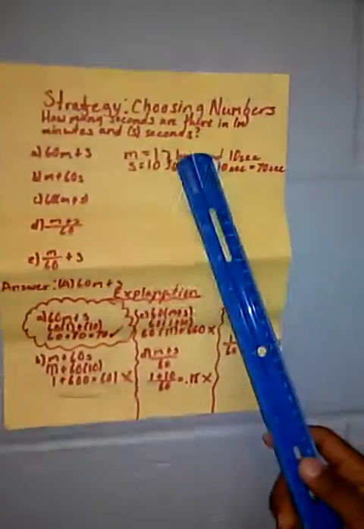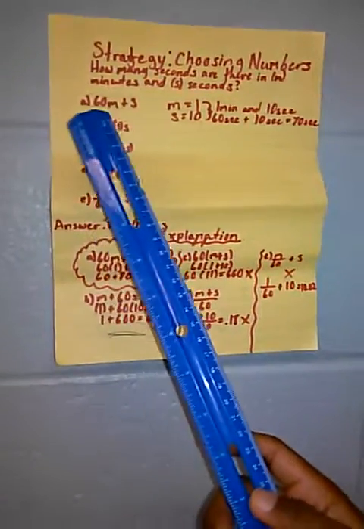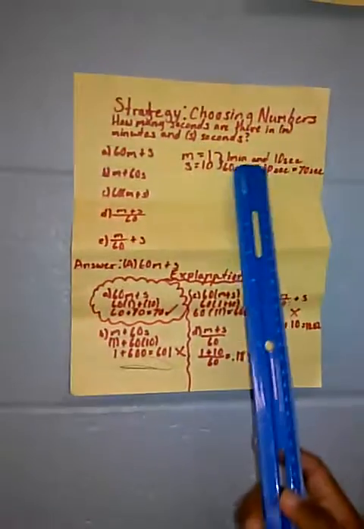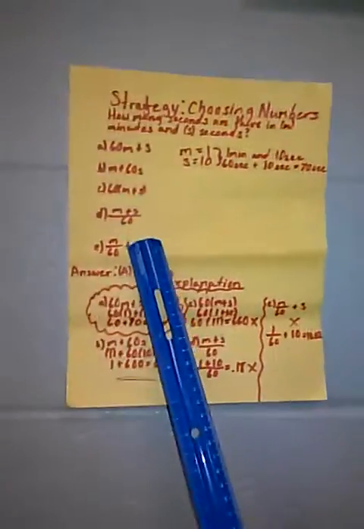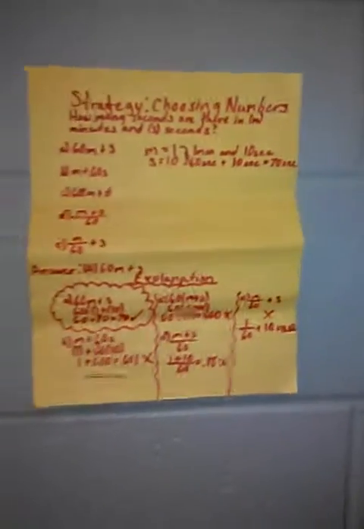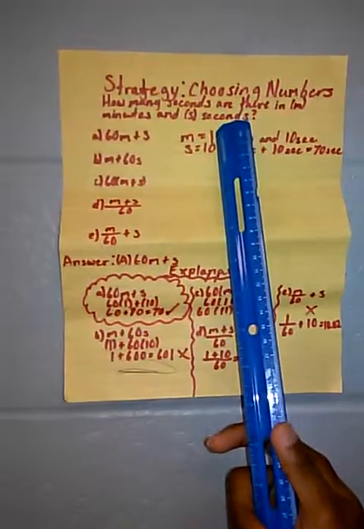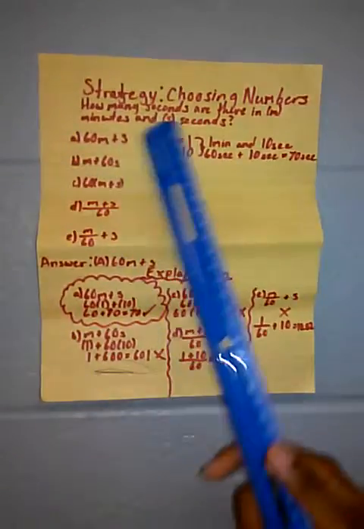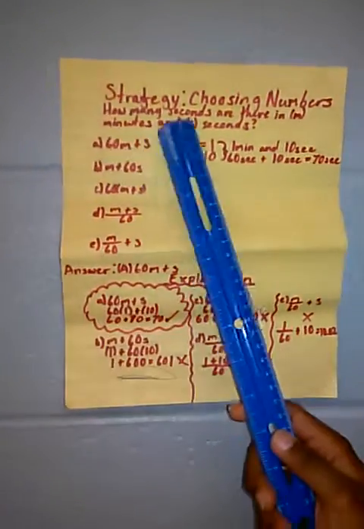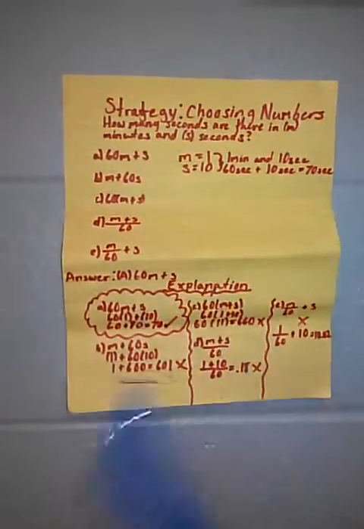All right. So the second strategy I will teach you about is choosing numbers. The question asks, how many seconds are there in M minutes and S seconds? And there are 5 answer choices. So what I did, I choose numbers. The numbers I choose was 1, since a minute is bigger than a second, so it's a lot of seconds in 1 minute. So I choose 1 for minutes and 10 for seconds.